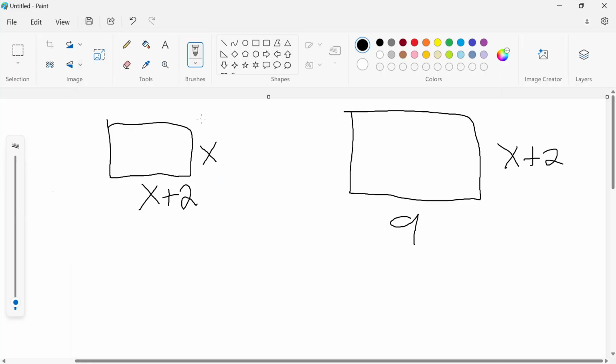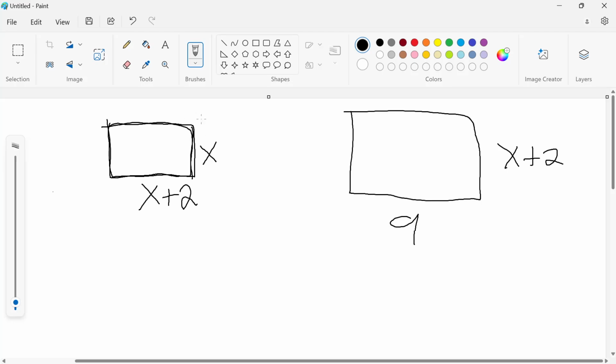Here's one of those quadratic ratios that's actually got an application for the ratios of rectangles. So here I have two rectangles. The width of the small rectangle is x and its length is x plus 2. The width of the big rectangle is x plus 2. Its length is 9. So I can set up a ratio.